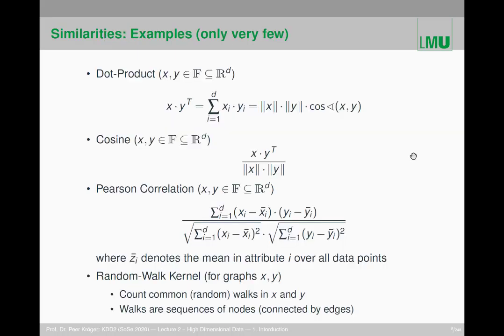Here are some similarity measures that are quite common. The dot product for two d-dimensional, high-dimensional vectors is a similarity measure. The cosine similarity measure, which is the cosine of the angle between the two vectors, is also a similarity measure. And the Pearson correlation, for example, is also a similarity measure. The random walk kernel for graphs, for example, which counts the common random walks in two graphs, is also a similarity measure. So they measure the similarity, not the distance. Take care about that.